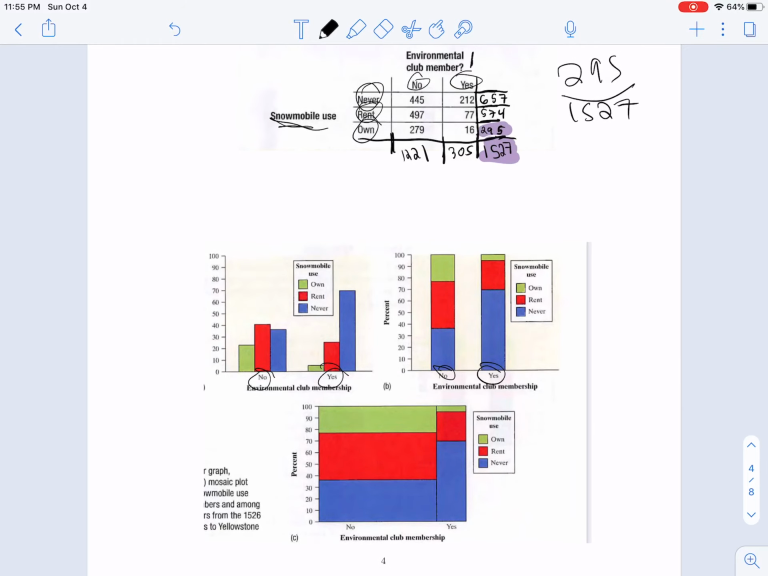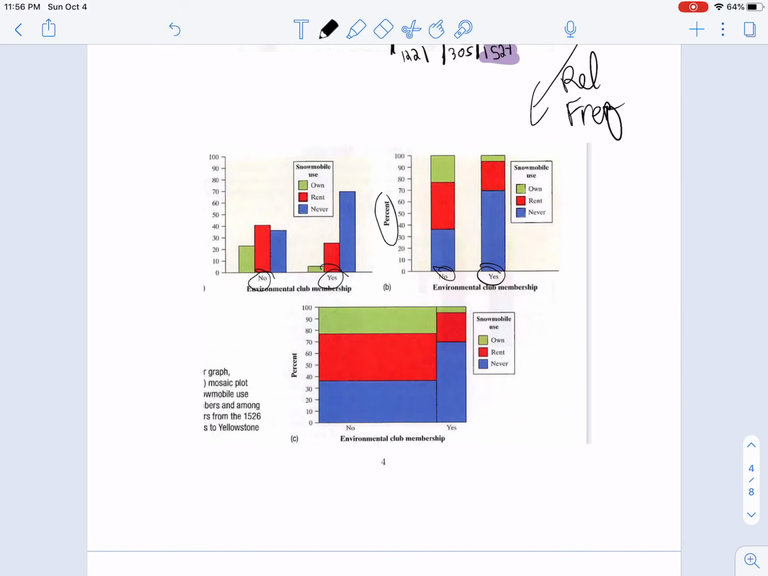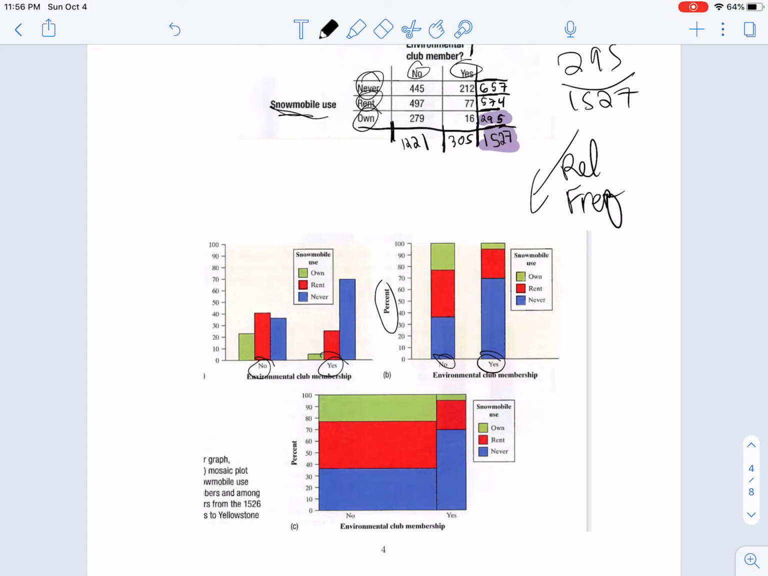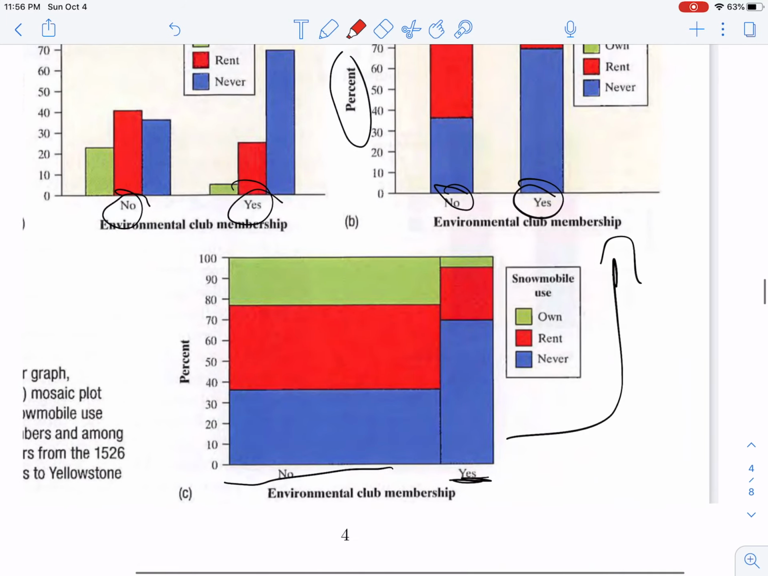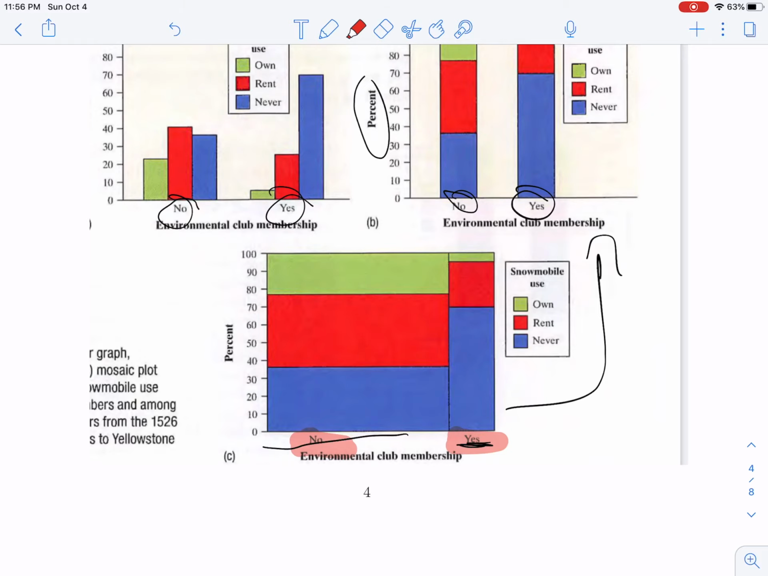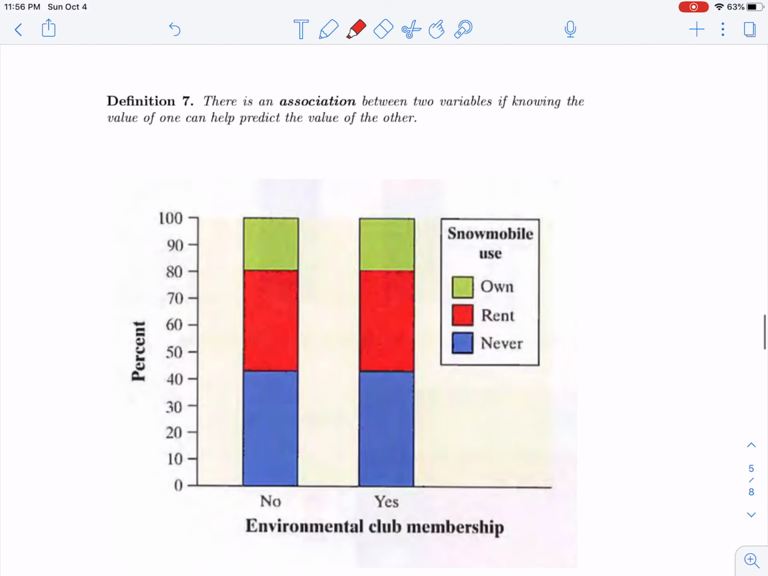Okay. And then finally, these are relative frequencies, because we see we're out of a percent here. So these are relative frequencies. Okay. And finally, here we have something called a mosaic graph. And it looks a lot like our stacked bar graph, except the size of these two represents the size of these two columns, right? So since the no is much bigger than the yes, the no is much bigger than the yes.